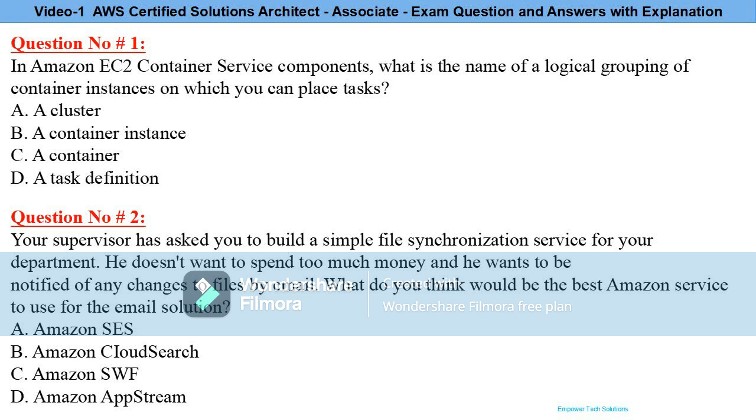The second question is: your supervisor has asked you to build a simple file synchronization service for your department. He doesn't want to spend too much money, and he wants to be notified of any changes to files by email. What do you think would be the best Amazon service to use for the email solution? The answers are Amazon SES, Amazon CloudSearch, Amazon SWF, and Amazon AppStream.